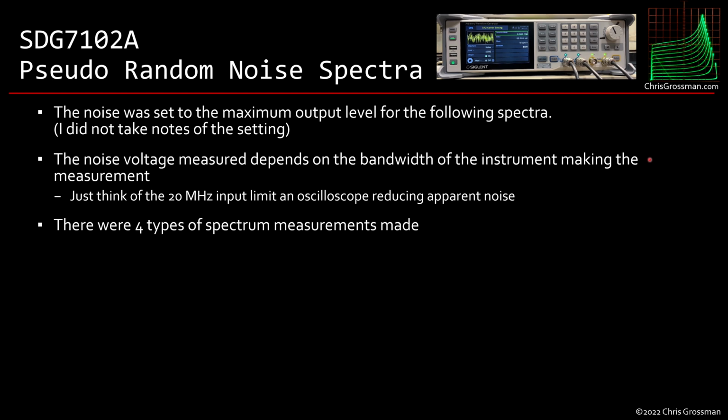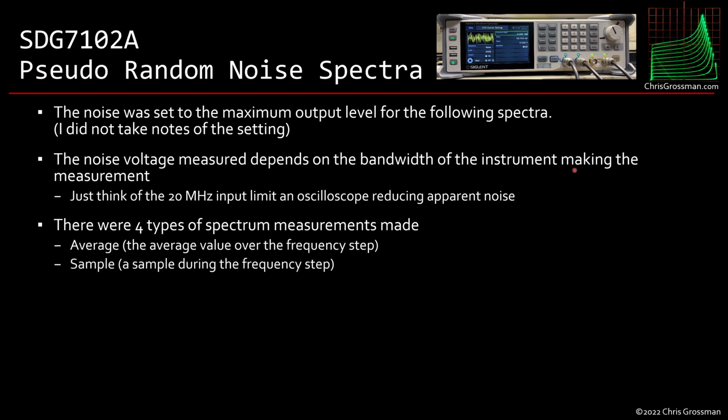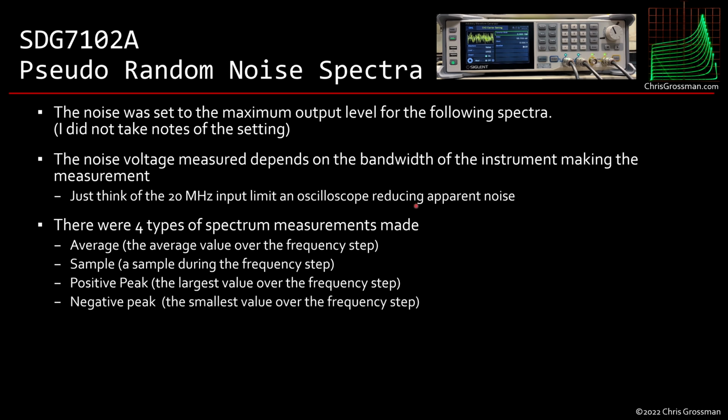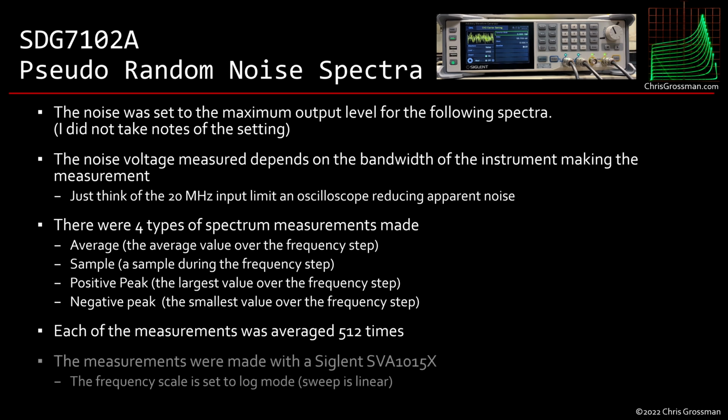There were 4 types of spectrum measurements made. Average, which is the average value as it sweeps through the frequency step. Sample, which is a sample as it sweeps through the frequency step. A positive peak is the largest value while it sweeps through the frequency step, and a negative peak is the smallest value over the frequency step. Each measurement was averaged 512 times, and the measurements were all made with my Siglent SVA1015X. I have the frequency scale set to the log mode, but the sweep itself is linear.